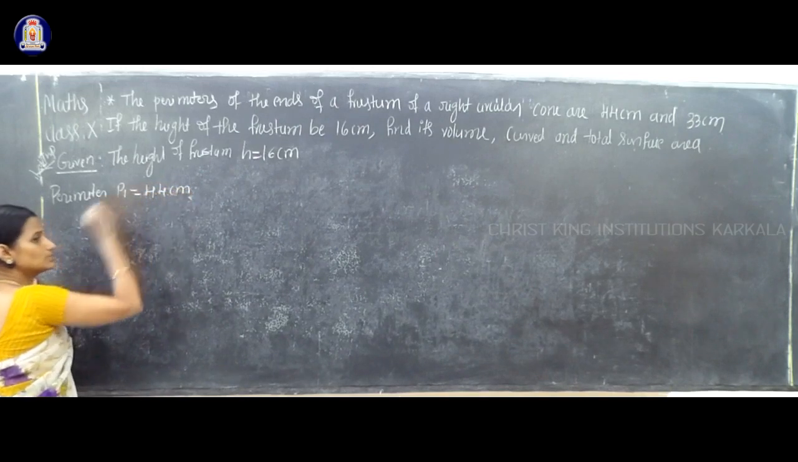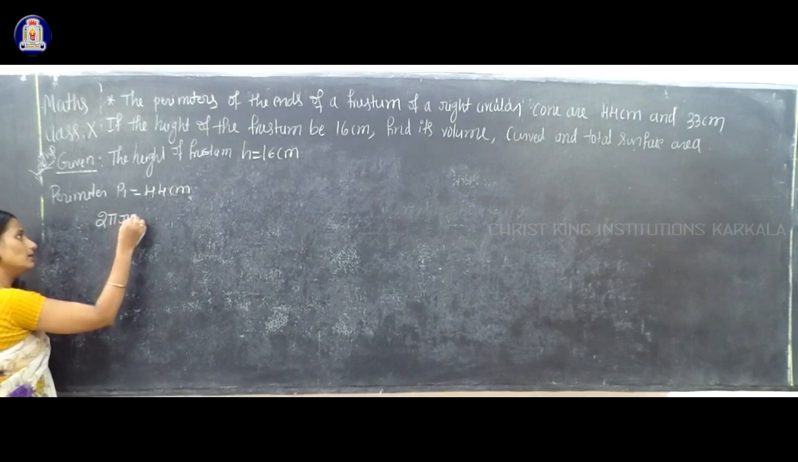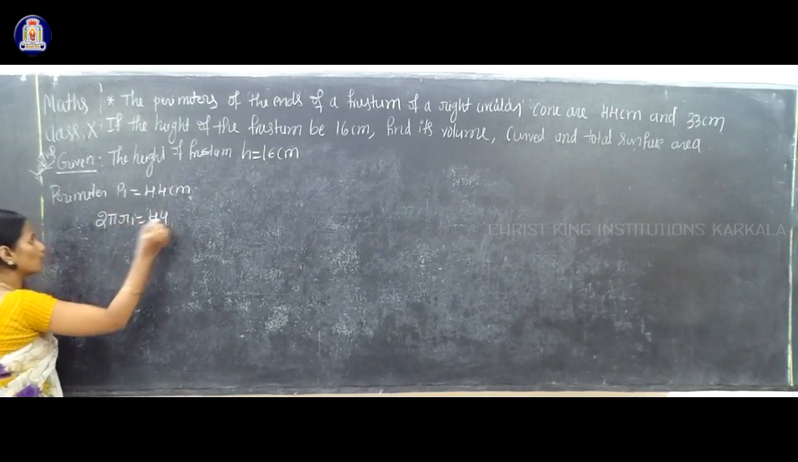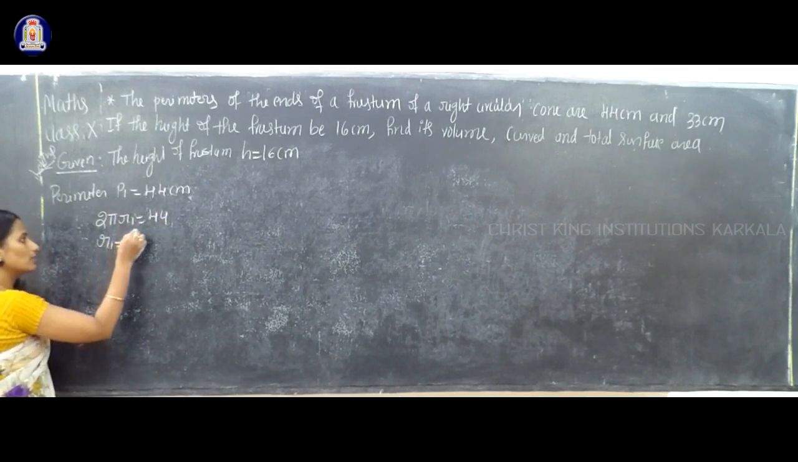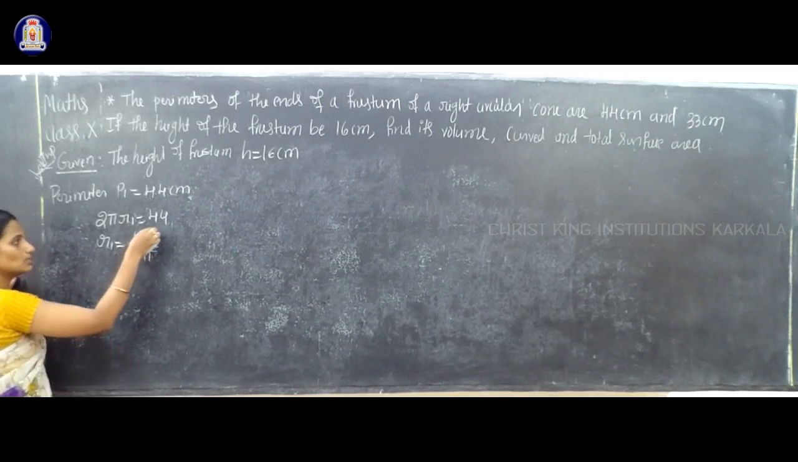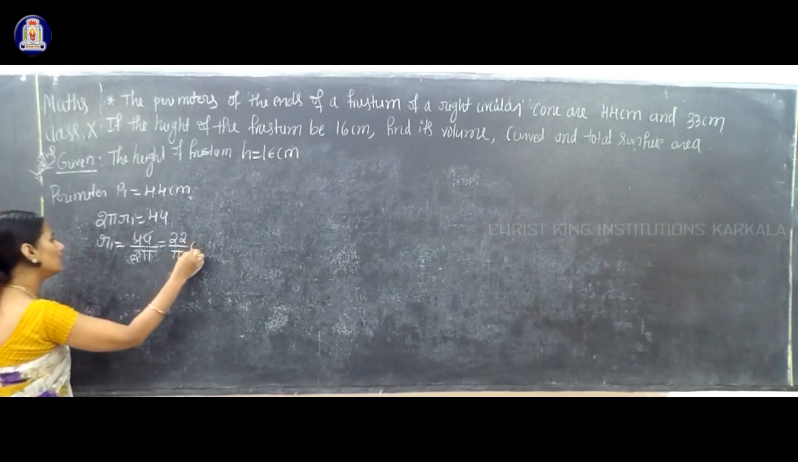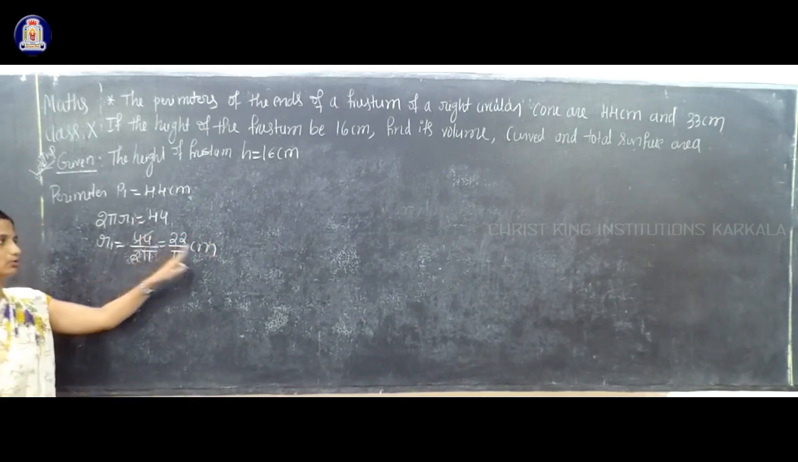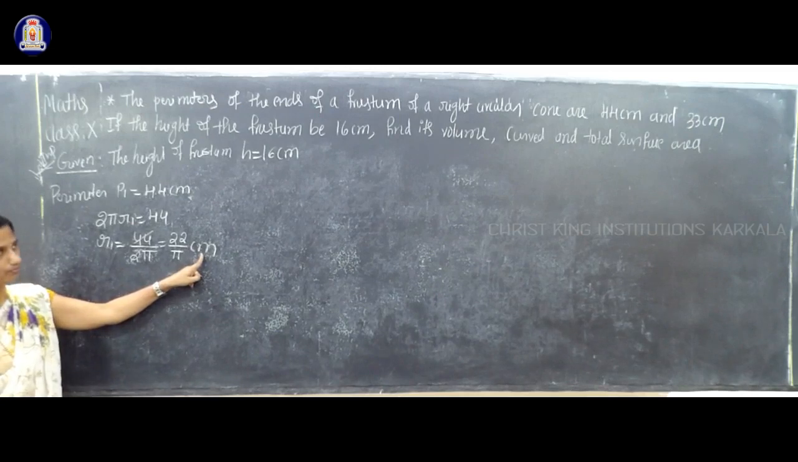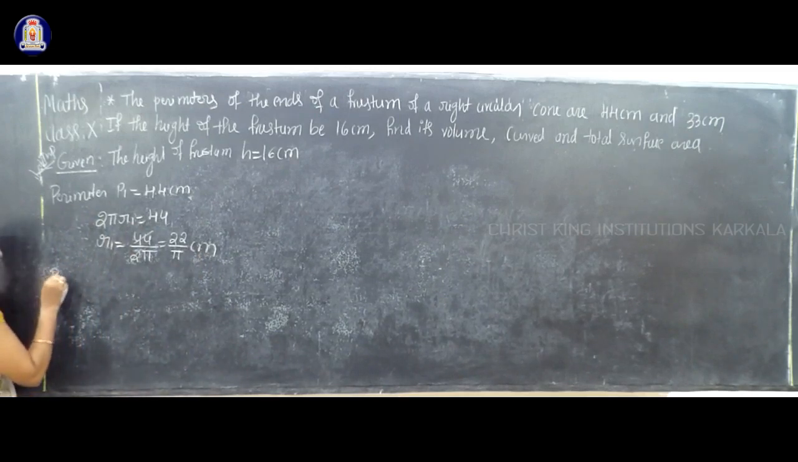So 44 centimeter. What is the P1 formula? It is 2 pi R1, which is equal to 44. So what is your R1? R1 is 44 divided by 2 pi, right? So 2 twos are 22. So it means 22 divided by pi centimeter, that is equal to radius R1. Clear?